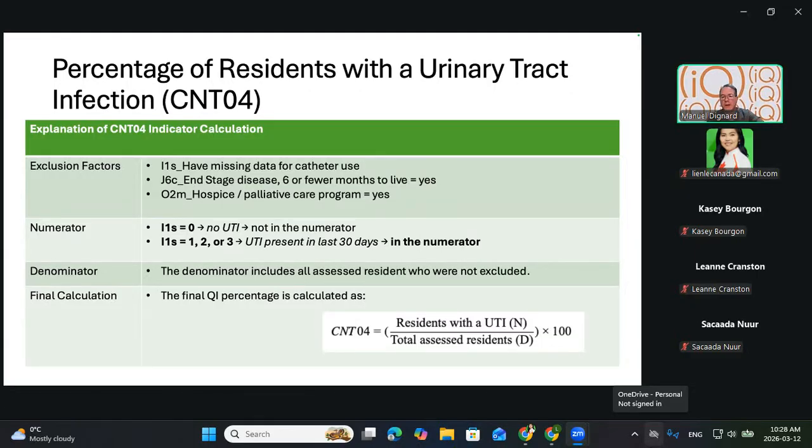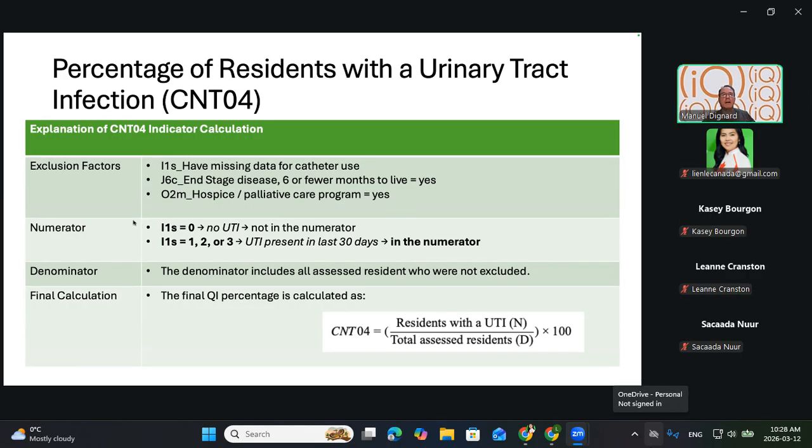So here we're tracking the percentage of residents who had a UTI within the last 30 days. It's a very important measure of infection control and overall care quality, right? Especially in residents with incontinence or indwelling catheters.